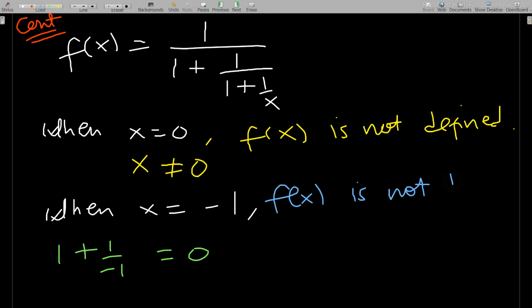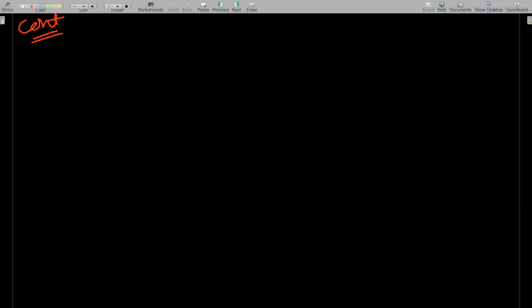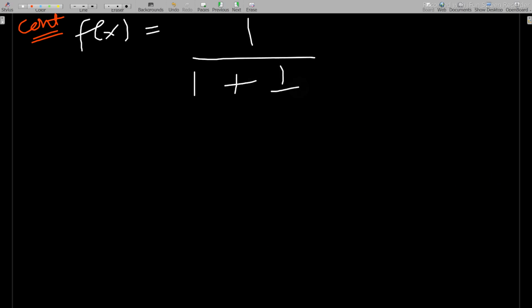So for this to be defined, x shouldn't be equal to negative 1. We are trying to look at some specific situations. Now let's go to the last one. You have f of x equals 1 over 1 plus 1 over 1 plus 1 over x.